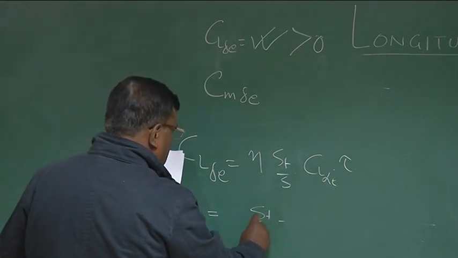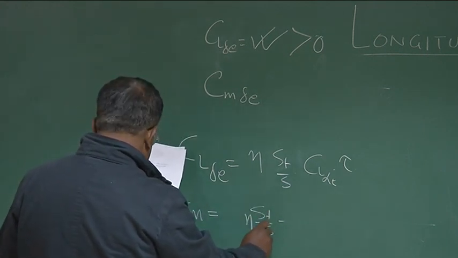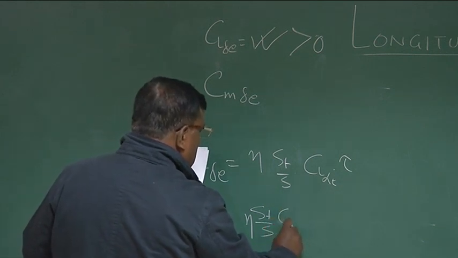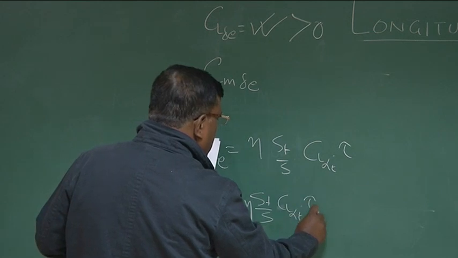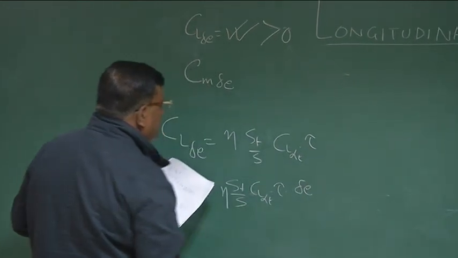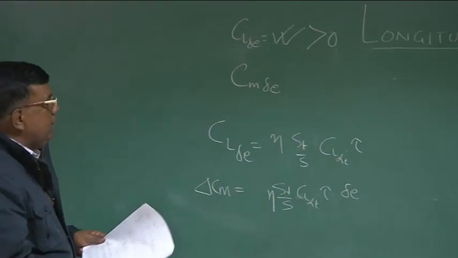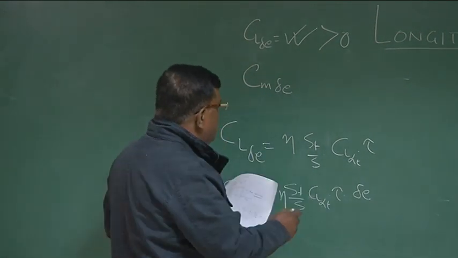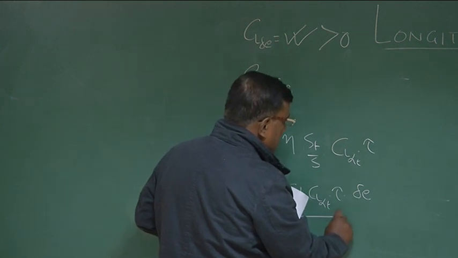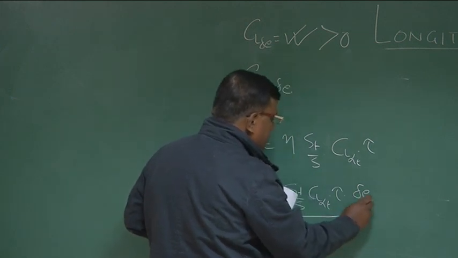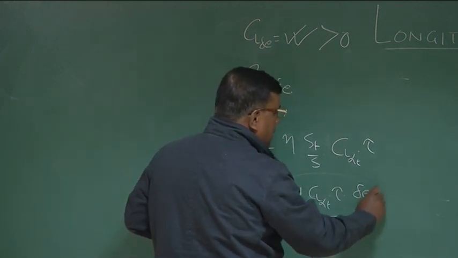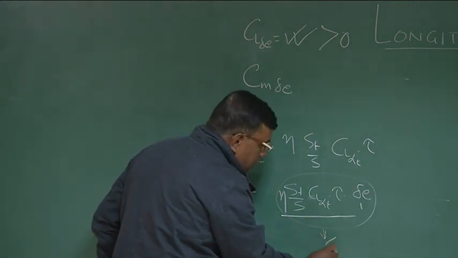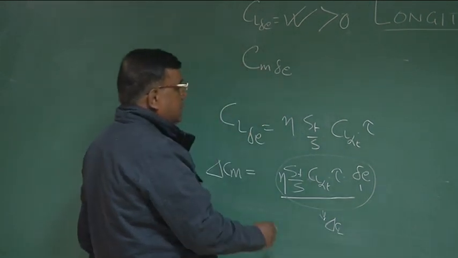ST by S, eta will be here. Now CL alpha T, the tau into delta E, because this is CL delta E. So what is the CL because of delta E? CL delta E into delta E. So this portion is CL delta E into delta E. So this is the CL. Okay. Now it will give a moment. So let me write, this is delta CL because of elevator deflection.